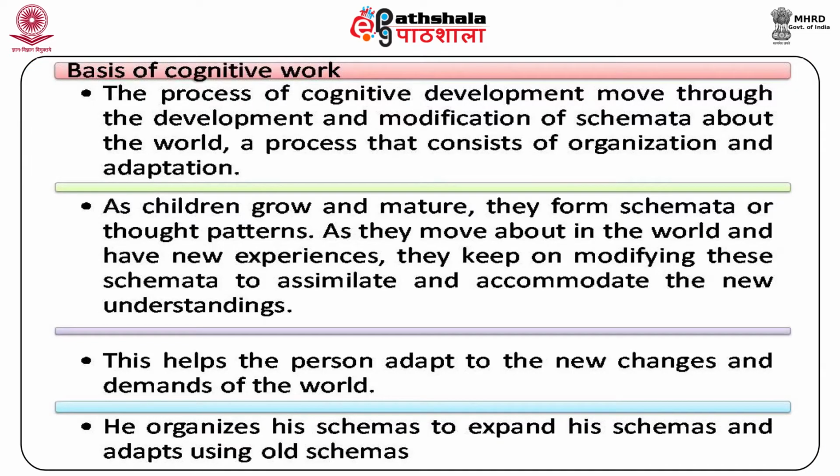According to Piaget, the process of cognitive development moves through the development and modification of schemata about the world, a process that consists of organization and adaptation. As children grow and mature, they form schemata or thought patterns. As they move about in the world and have new experiences, they keep on modifying these schemata to assimilate and accommodate the new understandings. This helps the person adapt to the new changes and demands of the world. He organizes his present schemas, expands them and adapts using the old schemas.